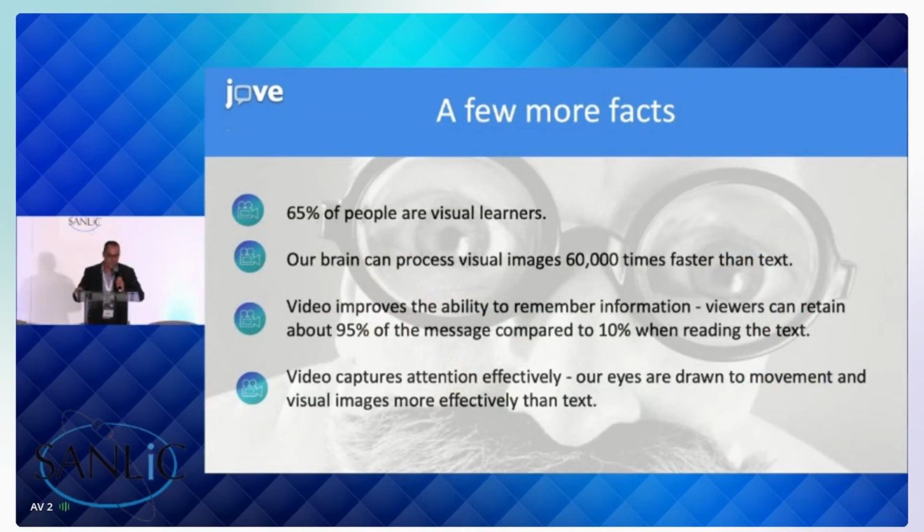So why are videos so important? Let's talk about a few more facts from recent studies. 65% of people are visual learners. Our brain can process visual images 60,000 times better than just text. Video improves the ability to remember information. Viewers can retain about 95% of the message, compared to 10% when reading the text.